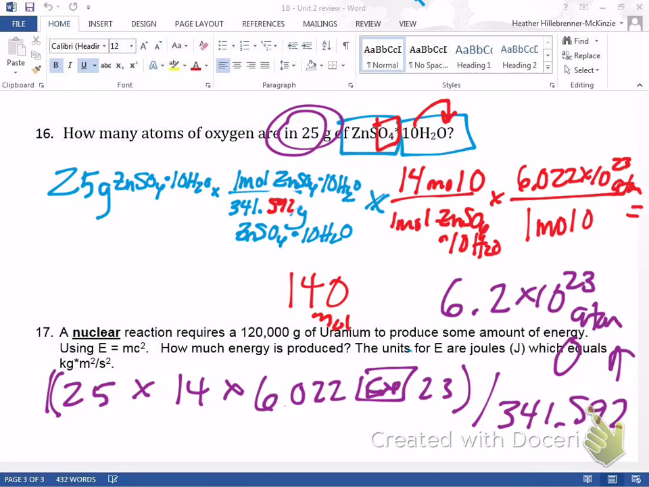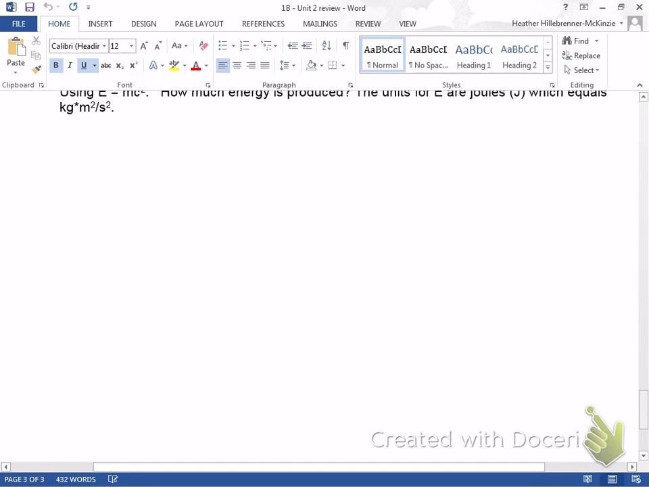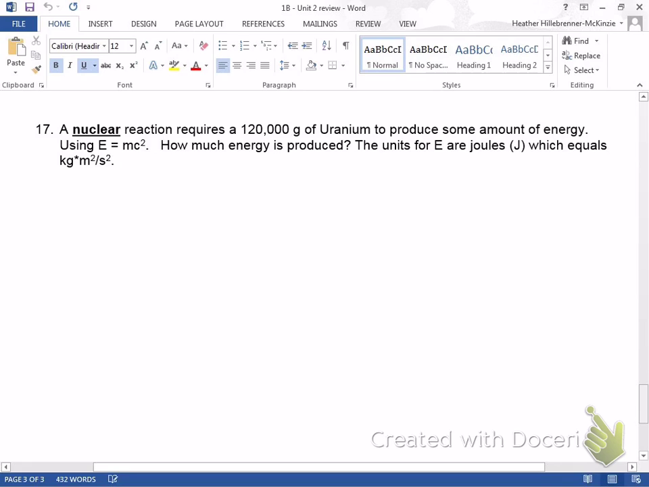You don't know. Okay, so let's move on to 17 then. I need to get out of this part here. Let me move this. I need some more space, some writing space. Okay, so it says a nuclear reaction requires 120 grams of uranium to produce some amount of energy.